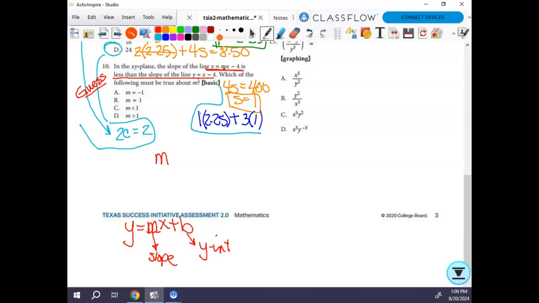This one. That's okay. This one. 1. It's just like a hidden one, right? So I have m and I have 1. And it says the slope of this line is less than the slope of this line. M is less than 1.